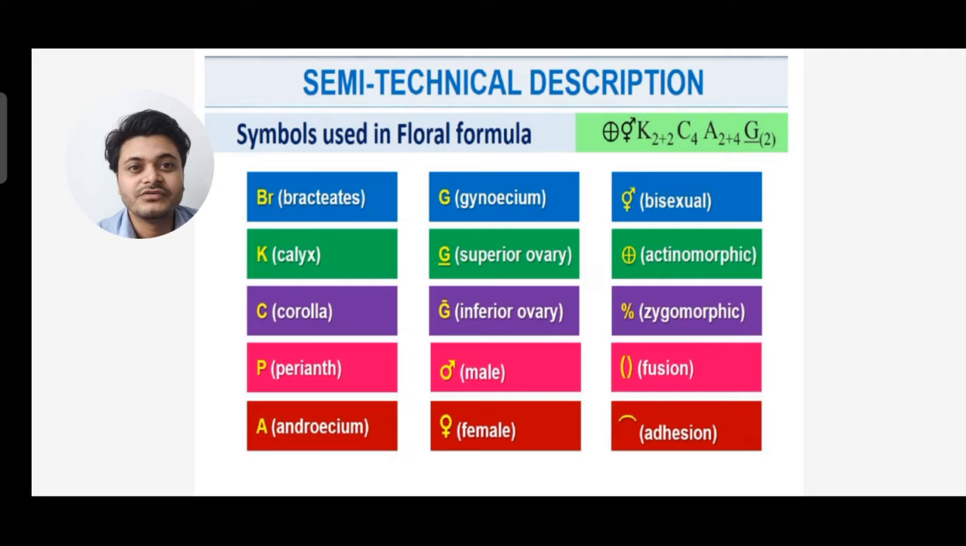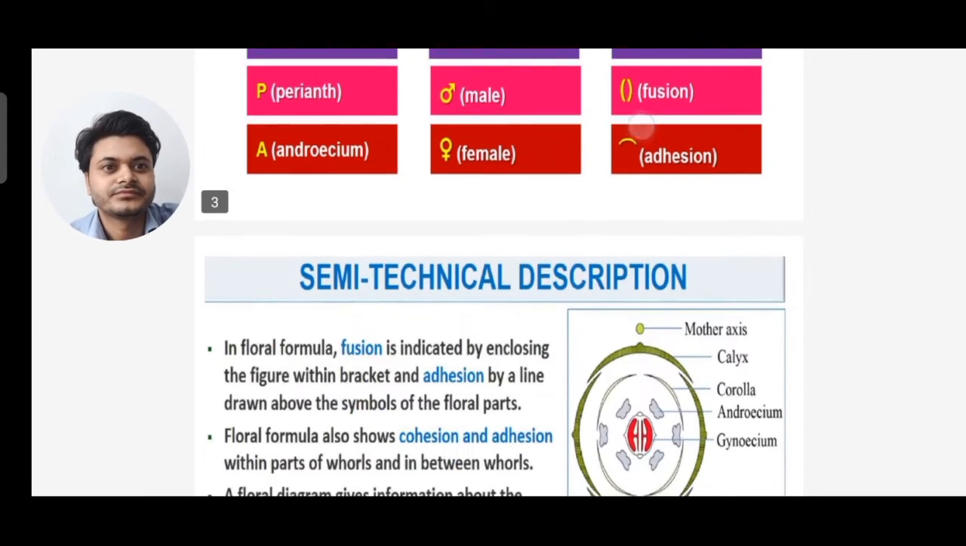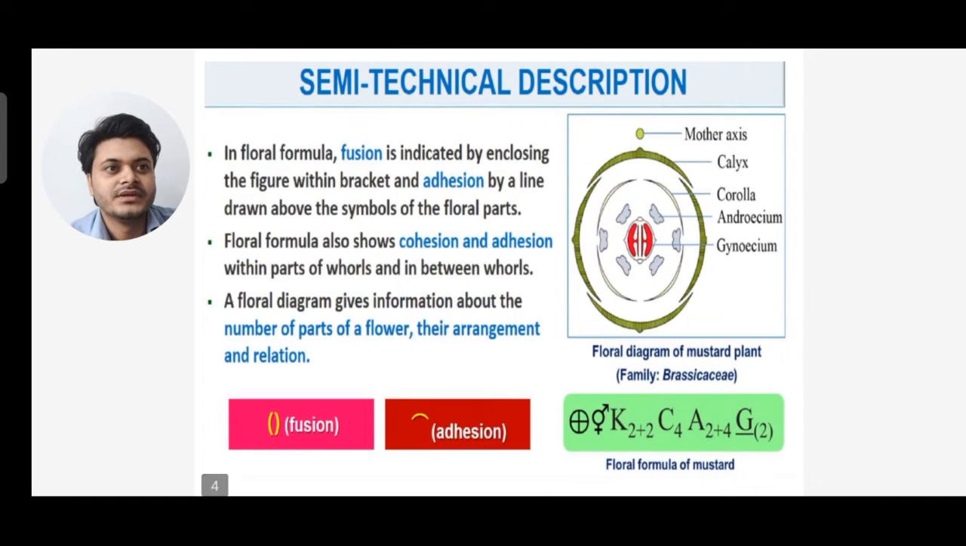You can see a floral formula is given on top, with the male sign, calyx, corolla, androecium, gynoecium, everything. In a floral formula, fusion is indicated by enclosing the figure within brackets and addition by a line drawn above the symbol of the floral parts. So floral formula also shows cohesion and adhesion within parts of a whole and between wholes.